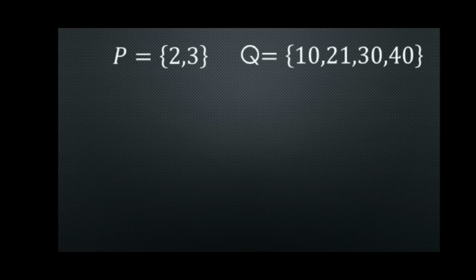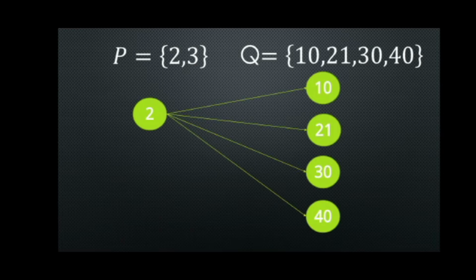Let us consider two sets P and Q. P has two elements, 2 and 3, and set Q has 4 elements: 10, 21, 30 and 40. Now the Cartesian product of the above two sets will be the set of the following ordered pairs.